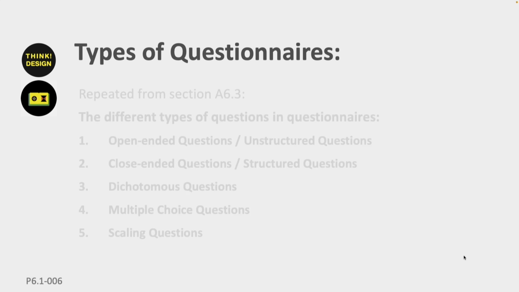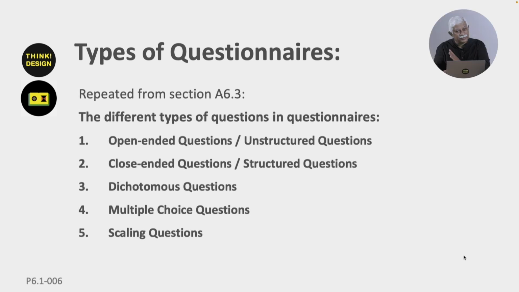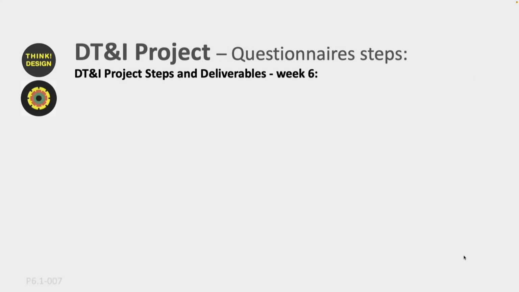Let's look at the types of questionnaires. We have gone through this in the previous section. Open-ended questions, or unstructured questions. Close-ended questions, they are structured questions. Dichotomous questions mean yes or no, they have two answers. Multiple choice questions, where there are many answers that you can tick. And scaling questions, where you can put it on a rating scale. So these are the 5 typical types of questions that you can have in your questionnaire.